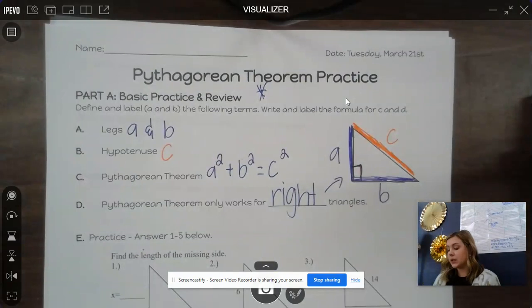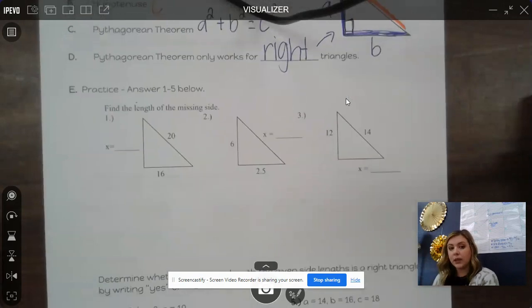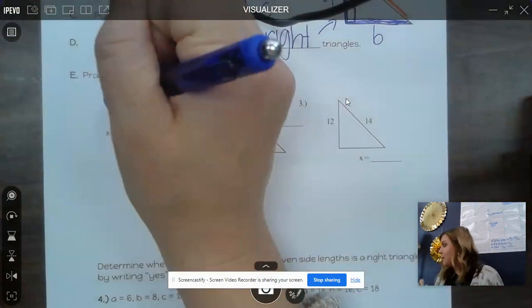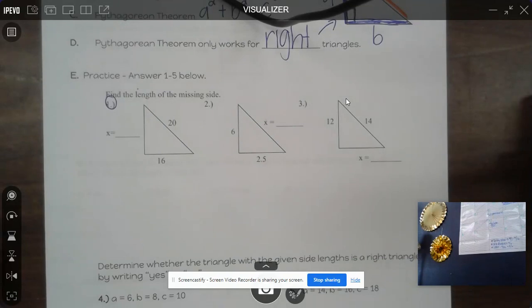So what's going to happen most of the time is either A or B is missing or C is missing, and then we're going to have to plug in those numbers and find that side, okay? So if you need to take those notes, take a quick pause and keep going. I'm going to do this one next, and I'm also going to take a second and grab a calculator, and you should do the same.